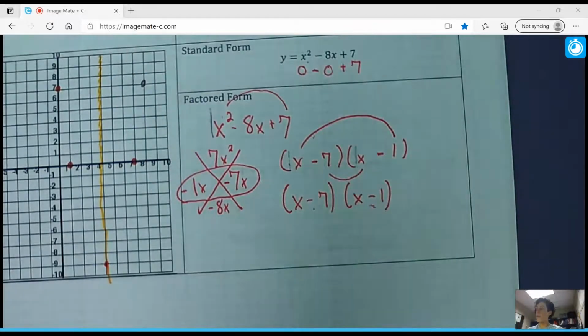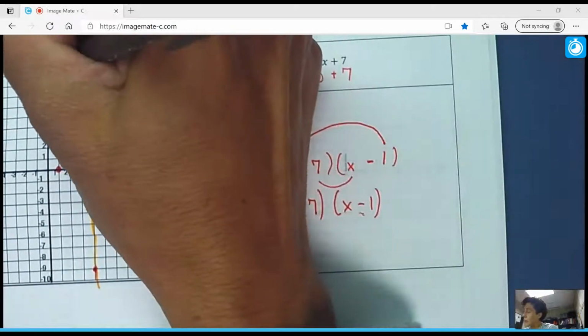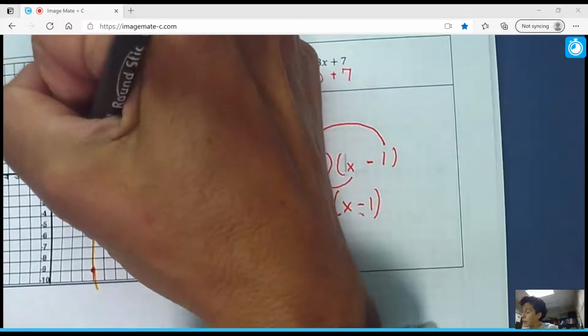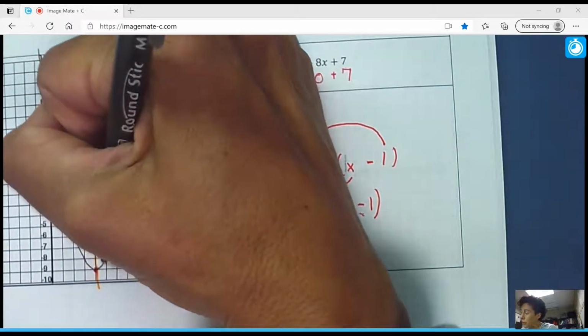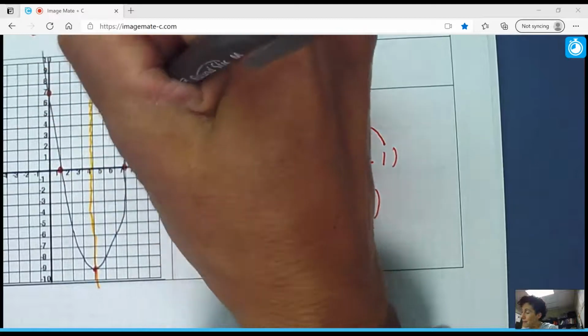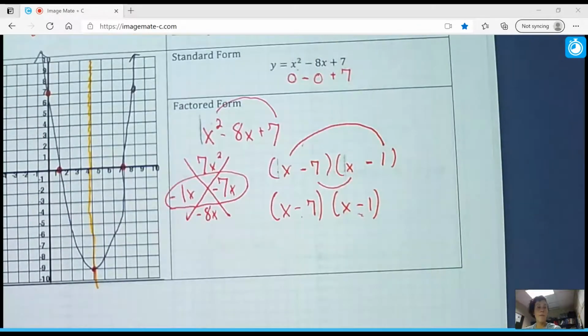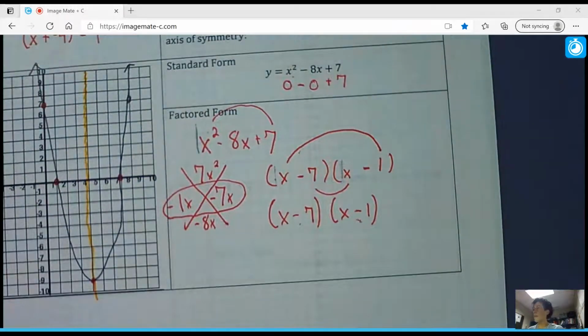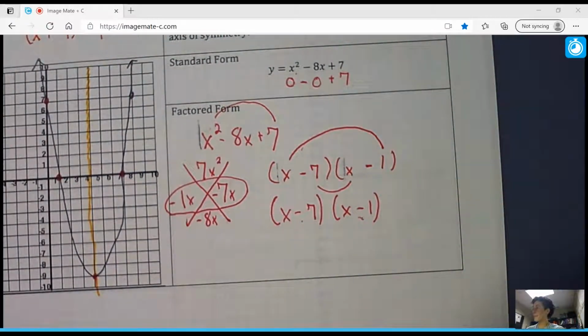So I can get this extra free point, and now I can connect my points, and I'm going to make a U. So make sure it's curved at the bottom, not a V. That's not a very good U, but that's still okay. And now we graphed our first official parabola.